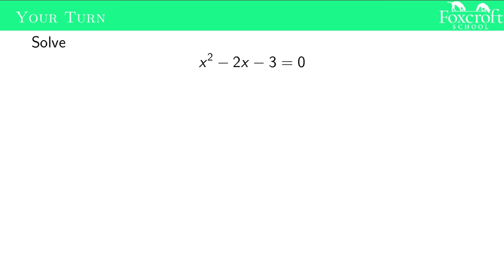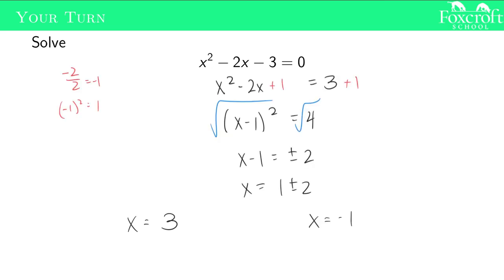All right, here's one for you to try on your own. Think about the process of completing the square. What number do you have to add in order to make this work? My first step, I add 3 to both sides so I can get the first two terms by themselves. Negative 2 divided by 2 is negative 1, so that's going to end up being the answer there. Negative 1 squared is 1, so that's the number I need to add to complete the square. So I add 1 to both sides.